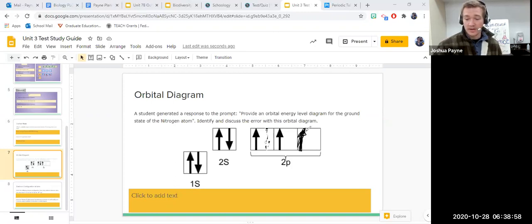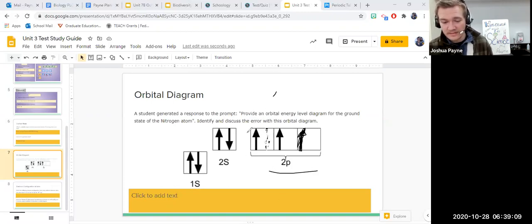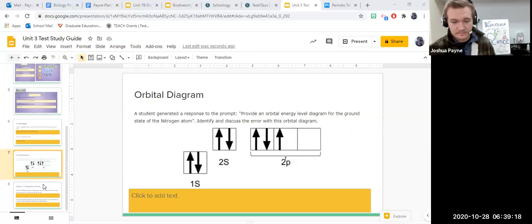So we wouldn't pair it up. Now, if we had to add in another electron, that's when we would start to pair it up. But since we don't, right, we're only going to have 3 electrons in this 2p orbital. We would just keep them separated. Remember, always separate them before pairing up. That's what this student did wrong.